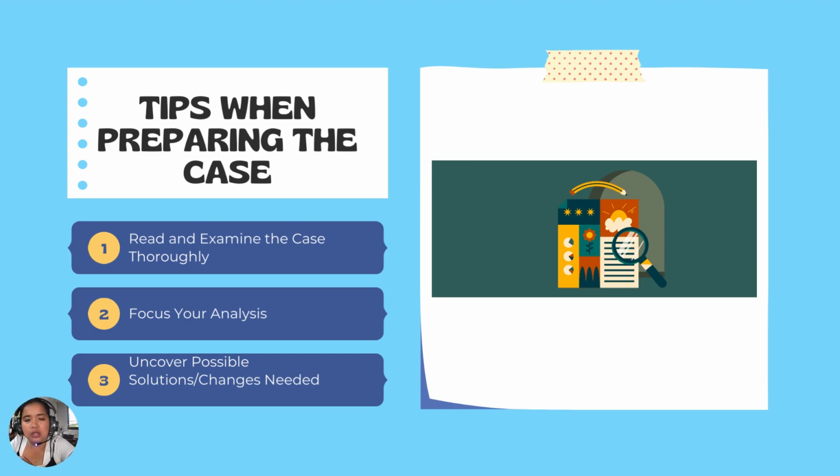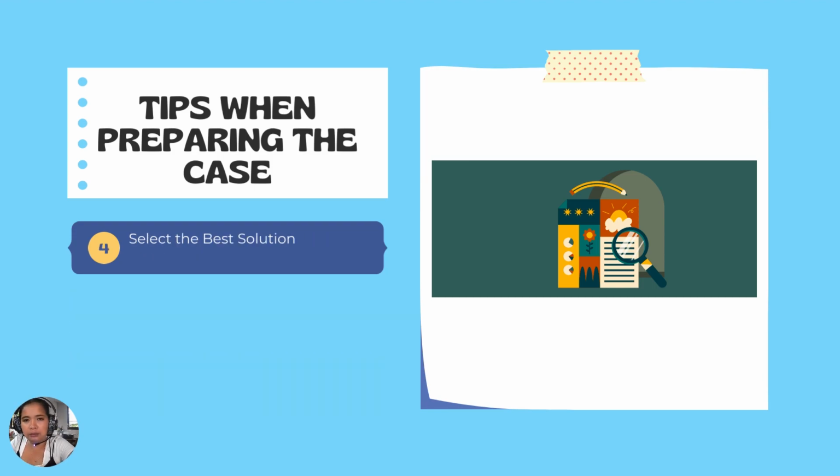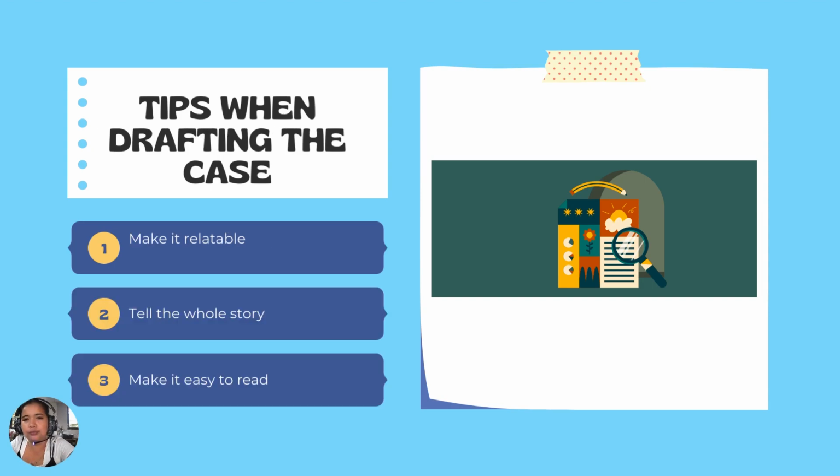And then the third one is you need to uncover possible solutions and then changes needed. So, kung yun ay sa story, i-uncover mo yun, the possible solutions presented by the characters. But you can also suggest possible solutions coming from the different references. And then after that, you could come up with selecting the best solution as your conclusion. So next one is the tips when drafting the case.